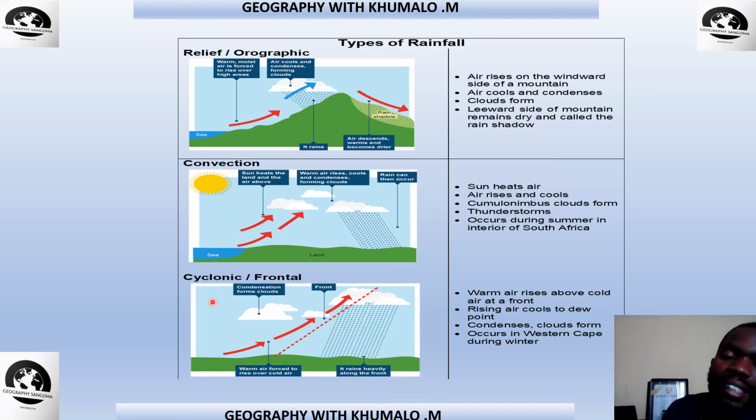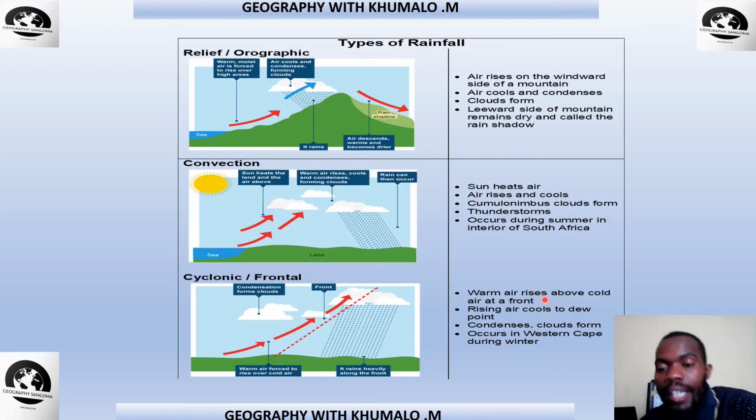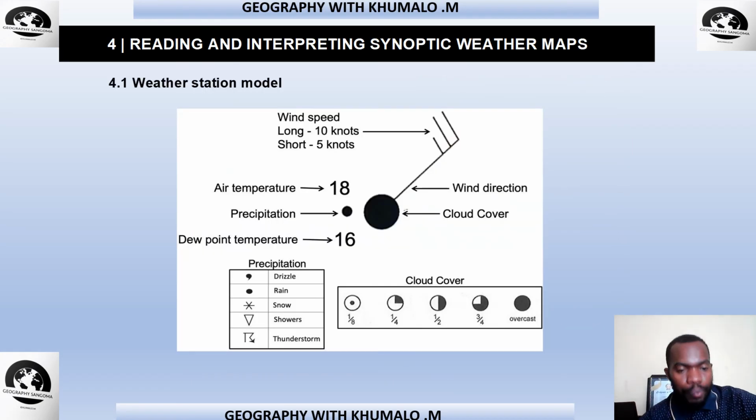The last one is the cyclonic, which is known as the frontal rainfall, which you'll have to take to grade 10, 11 and 12 also. Now, the characteristics of frontal rainfall: warm air rises above cold air at the front, rising air cools to dew point, condenses, clouds form, occurs in the Western Cape during winter. So that is the type of rainfall.